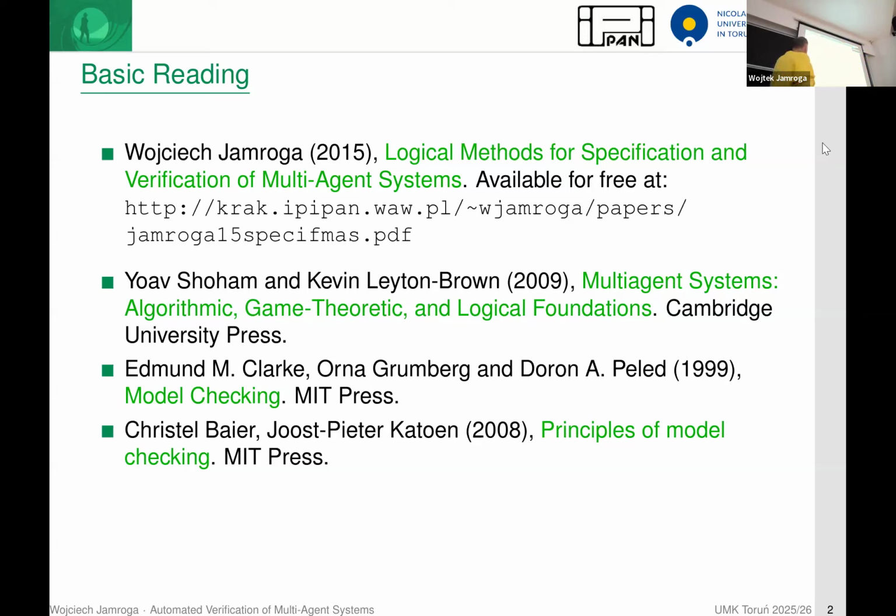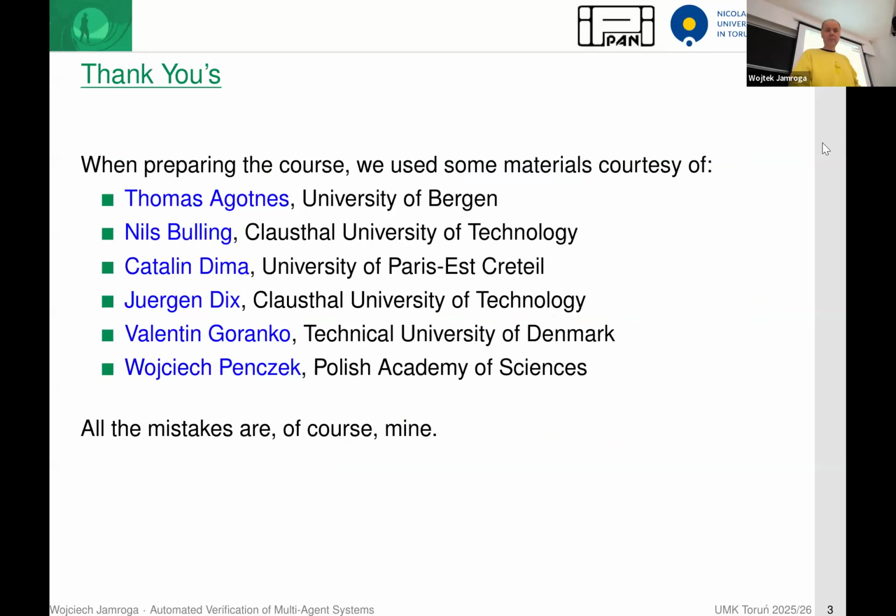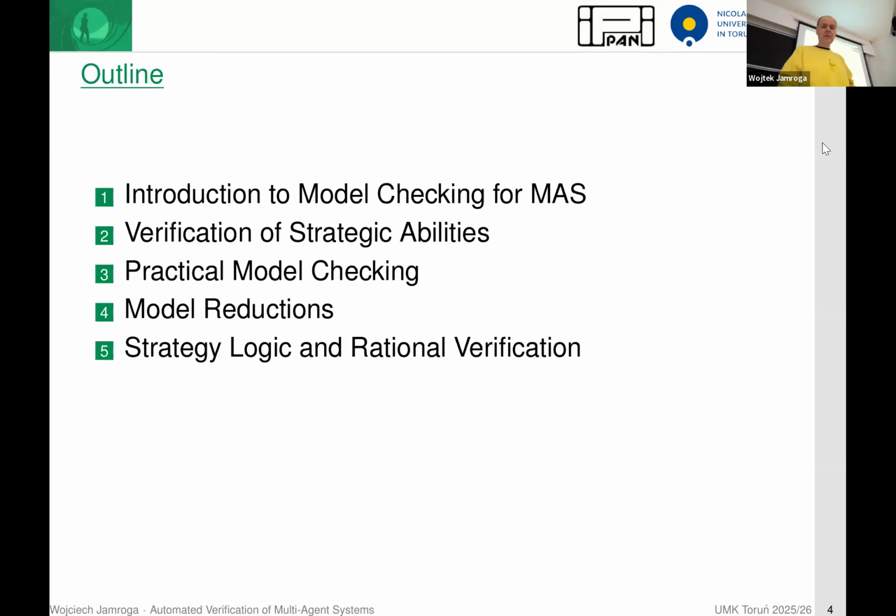And if you want an even deeper exposition, the book by Shoham and Leyton-Brown is an introduction to formal models of multi-agent systems. And if you want to know more about formal verification and especially model checking, the books by Clarke, Baier and colleagues are good introductions. Some parts of my slides are based on slides that were prepared with other people.